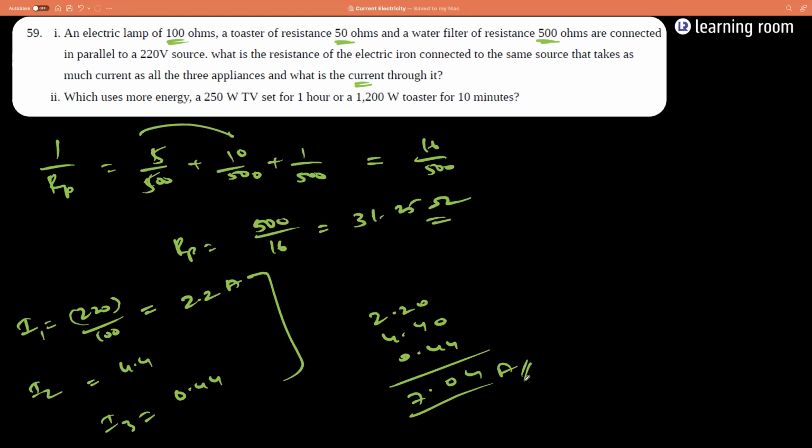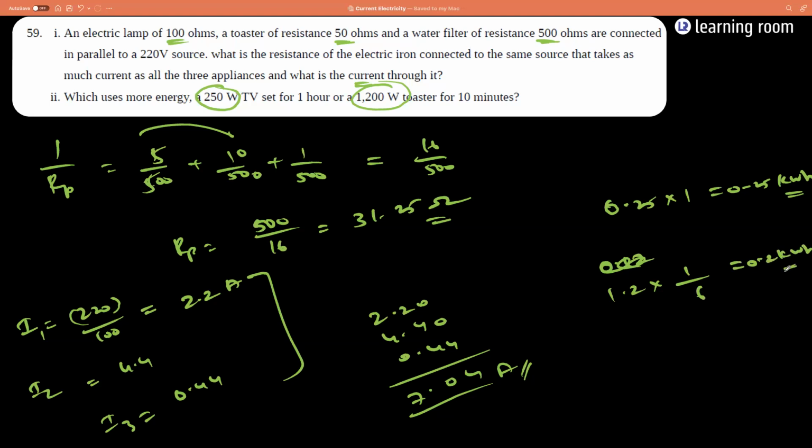Now, which uses more energy? See, this I converted to kilowatt hour, I'll get 0.25, into time is 1 hour. So it is going to be 0.25 kilowatt hour. Here, 1.2, sir. 1.2 into 10 minutes, which is 1 by 6th of an hour. It is going to be 0.2 kilowatt hour. So which one consumes more? Obviously, the TV which is running for 1 hour.